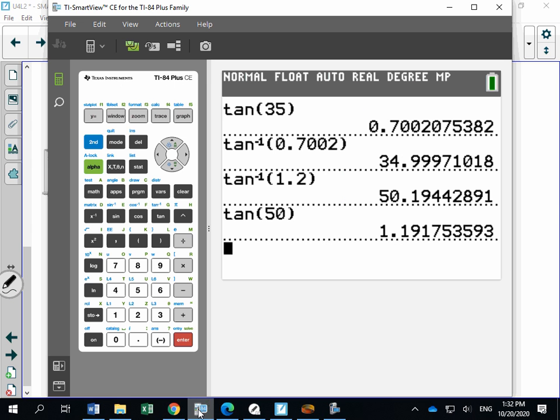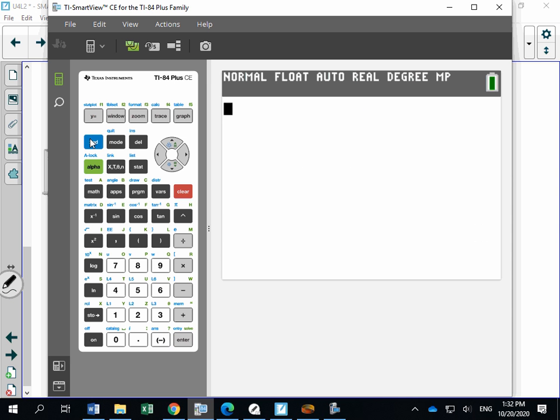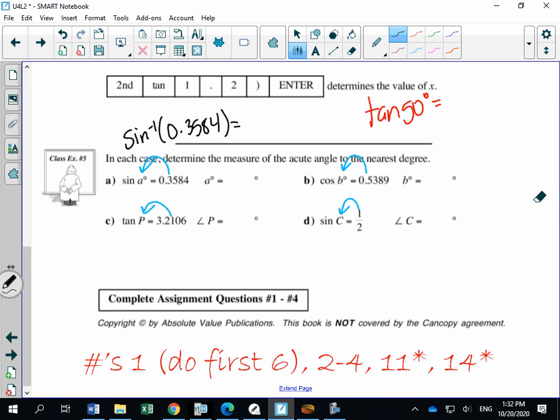So this first question, I'm going to clear this. Second function sine of 0.3584. And I get to the nearest degree, that would be 21 degrees. And then they have here angle A is equal to 21 degrees, and I would box that in.